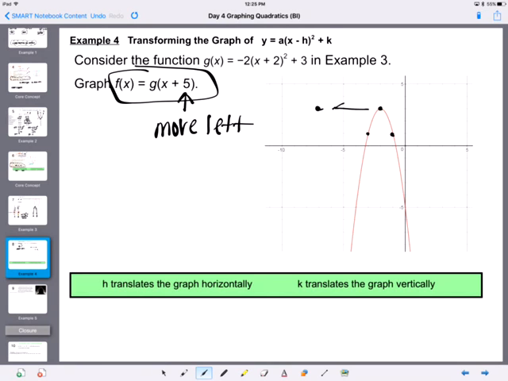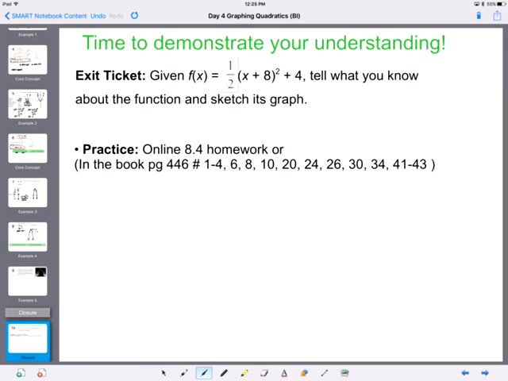So you can see our vertex moved 5 units to the left. Both of our points moved 5 units to the left, and we can easily graph our function. So h translates your graph horizontally, k translates your graph vertically. You can now complete the online practice 8.4 or the book pages on page 446.